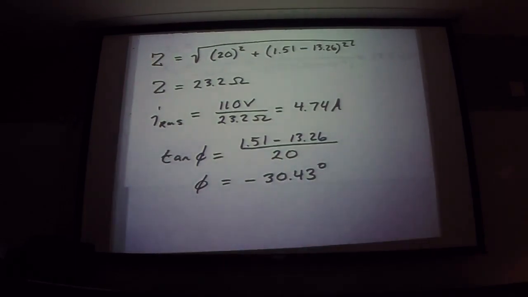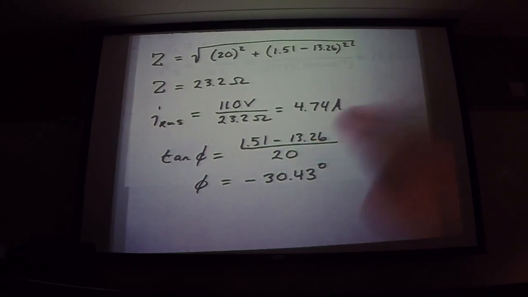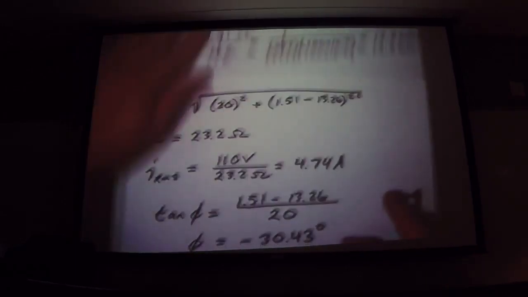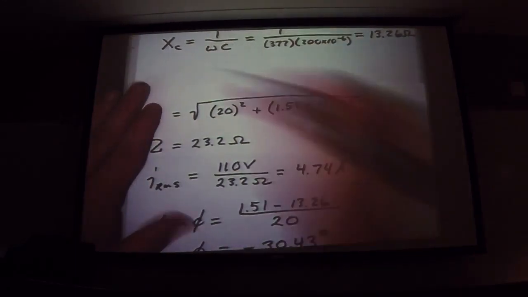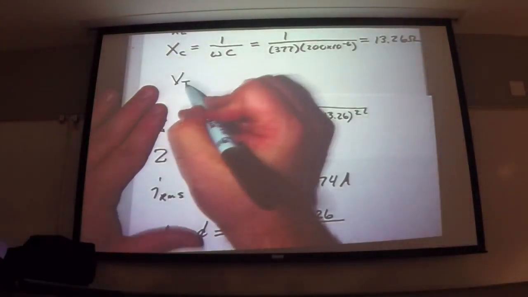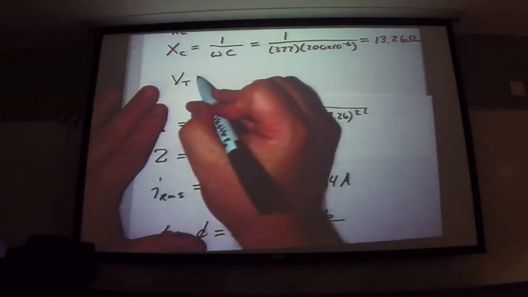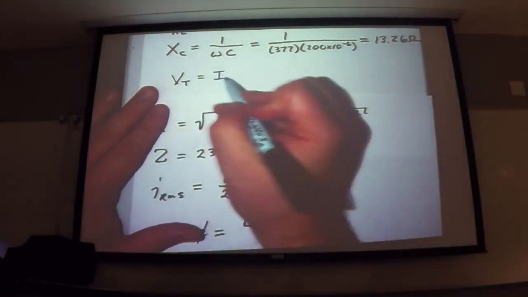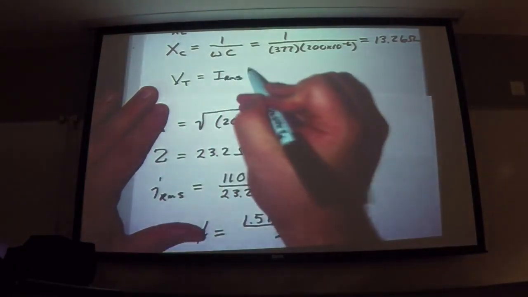Two of these. So we use the impedance to get that. No, current. Yes, use the impedance because the total RMS voltage is equal to the RMS current multiplied by the impedance.